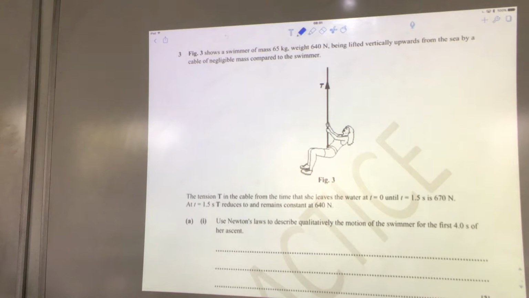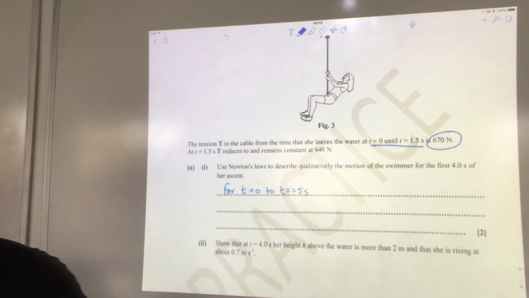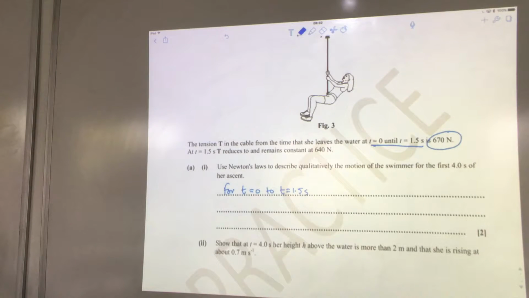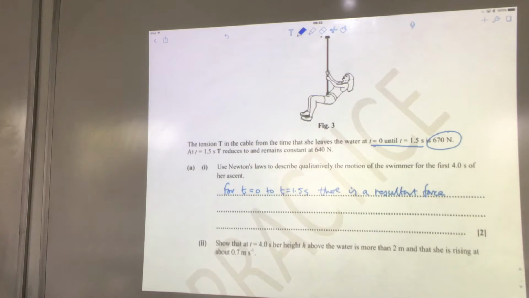So, as I said, the tension is 670, whereas her weight is 640 for t equals 0 to 1.5 seconds. We're going to write that down firstly for t equals 0 to t equals 1.5 seconds. This is the first section of the 4 seconds. There is a resultant force. The resultant force is 670 minus 640, so we put in there that it's 30 newtons.